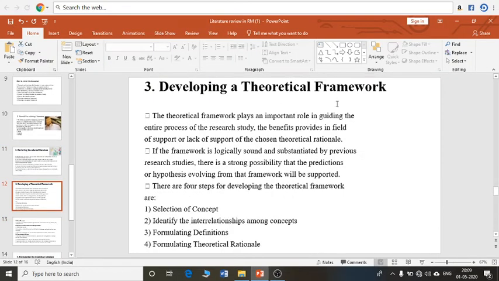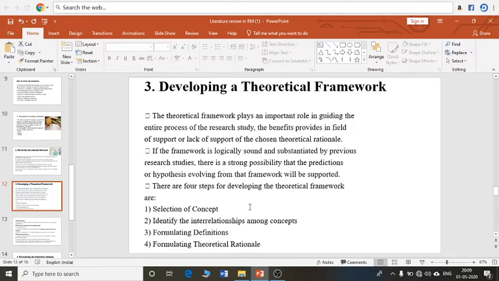Then developing a theoretical framework. As you start reading the literature, you will soon discover that the problem you wish to investigate has its roots in a number of theories that have been developed from different perspectives. If the framework is logically sound and substantiated by previous research studies, there will be a strong possibility that the prediction, that is, the hypothesis evolving from that framework, will be supported.